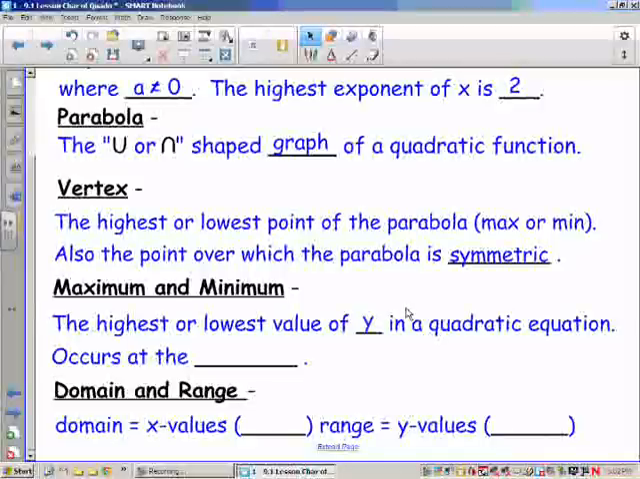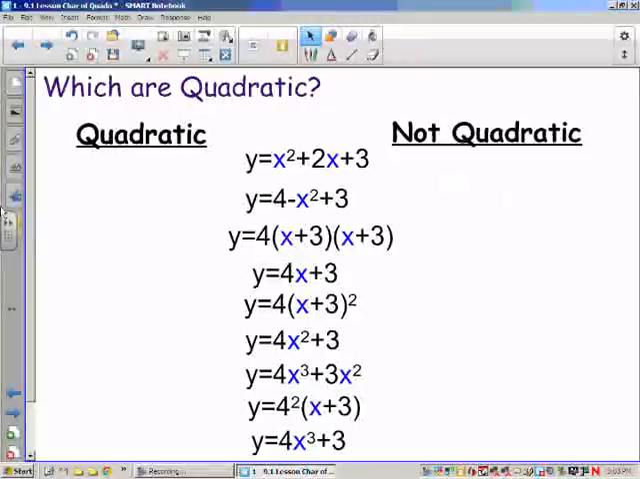So the vertex is called (h, k). The k is the y coordinate. It's the special y coordinate, and it'll be the maximum or minimum in a quadratic equation. It again occurs at the vertex. And finally, the domain and range. The domain is all the x values. We call those the inputs. And then the range is all the y values. Those are outputs.